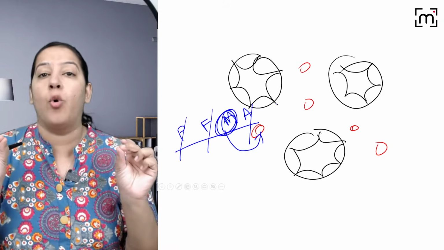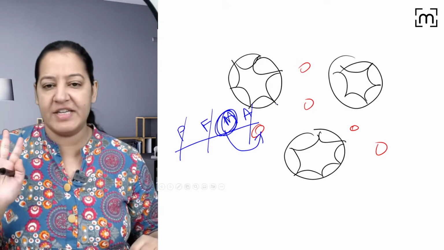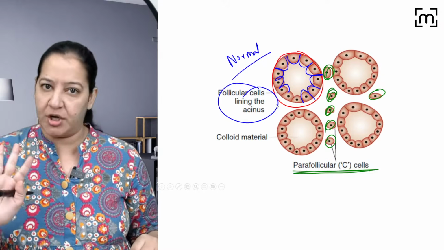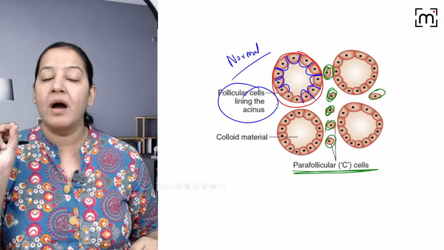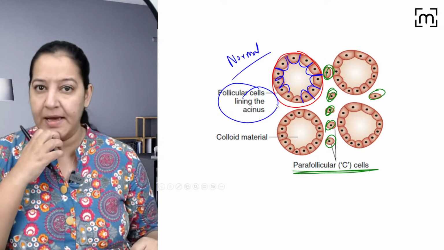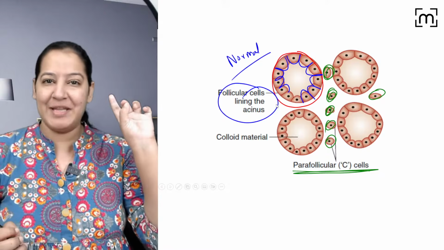So you should know the cell of origin. I will tell you in detail also, but this is the structure of the thyroid. Now tell me the hormones which are secreted by these cells. I'm telling you 2 types of cells, the follicular and the parafollicular.